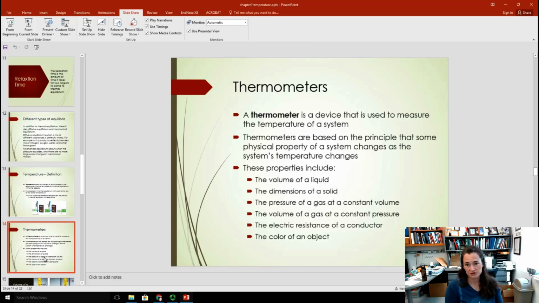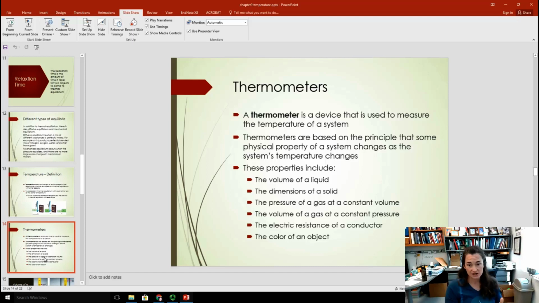Now, thermometers, of course, are devices used to measure temperature. Different thermometers might have different shapes and sizes, composed of different things, and that's because thermometers are based upon the principle that some physical property of a system changes as the system's temperature changes. These properties can include the volume of a liquid, like in a mercury in glass thermometer or an alcohol in glass thermometer. The dimensions of a solid, like in some of those old school oven thermometers that are bimetallic strips, where you have a coil that winds or unwinds. The pressure of a gas at constant volume, that's one that we're going to talk more about a little bit.